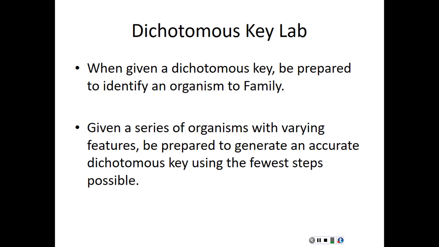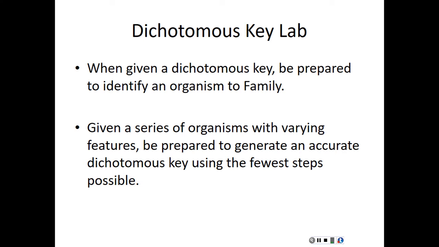Okay, so lab 7 was the dichotomous key lab. If we give you a dichotomous key, and we will, and either some kind of image of something or maybe an actual specimen, you need to identify it to family. So the key will go to family, in other words.